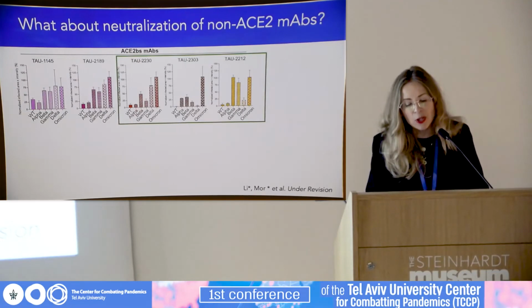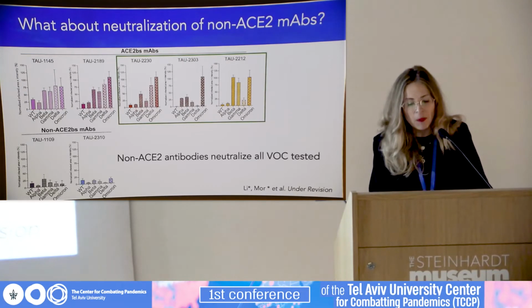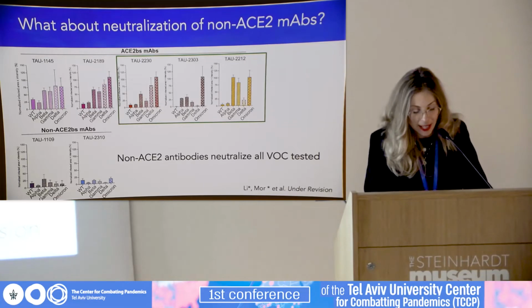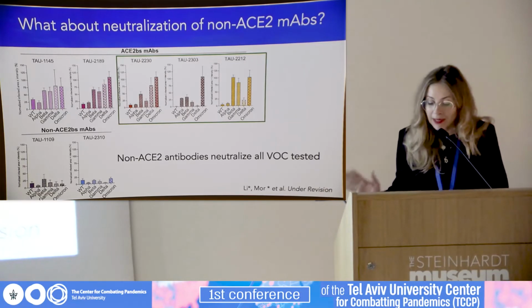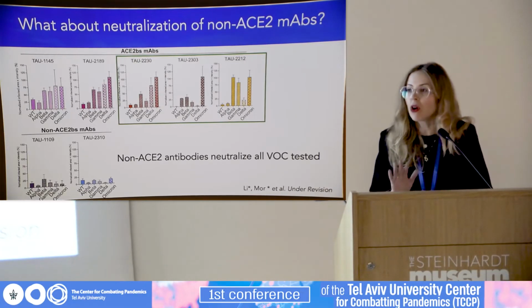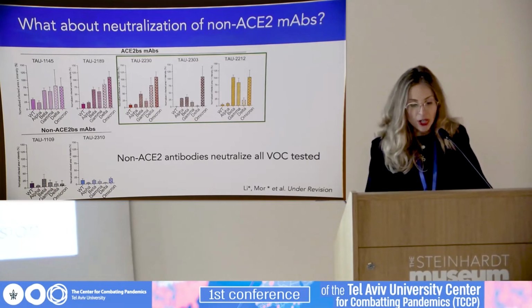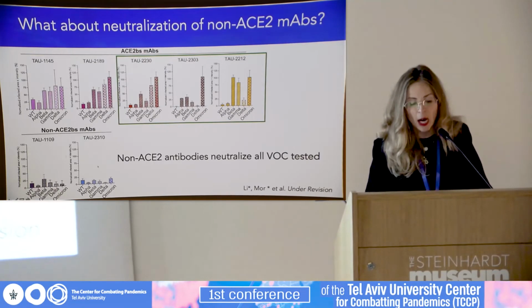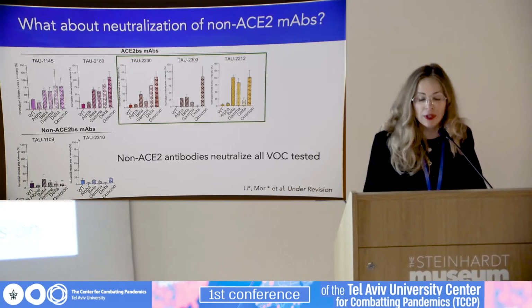Okay, but these are ACE2 binding site antibodies. We have another class of antibodies, luckily, that are less potent, but these antibodies neutralize all variants of concern. These are antibody tau 1109 and tau 2310. So how do they do it?